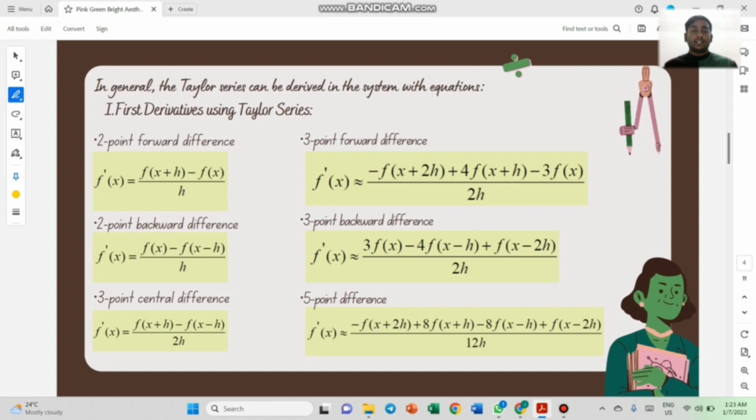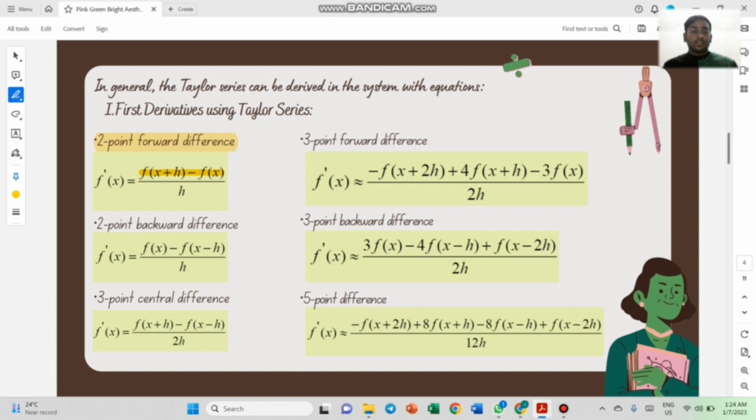In general, the Taylor series can be derived in the system with the equation. Here I will show the first derivative using the Taylor series. We have several equations here. The first equation is the 2-point forward difference. We can see the equation here: f'(x) equals f(x plus h) minus f(x) over h.